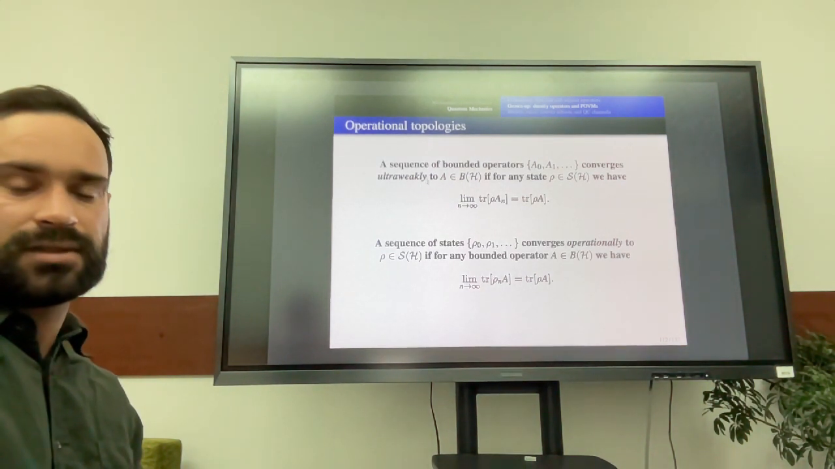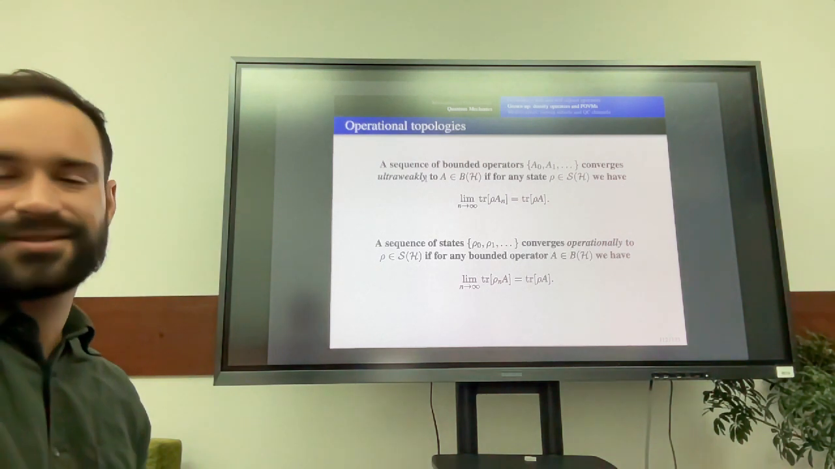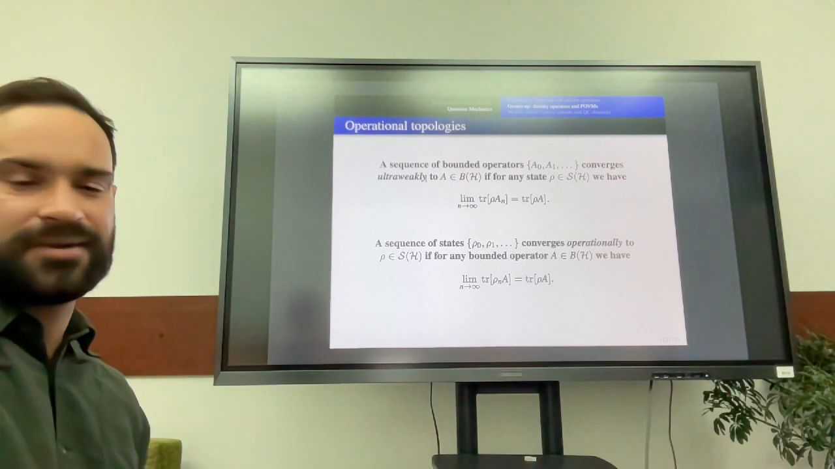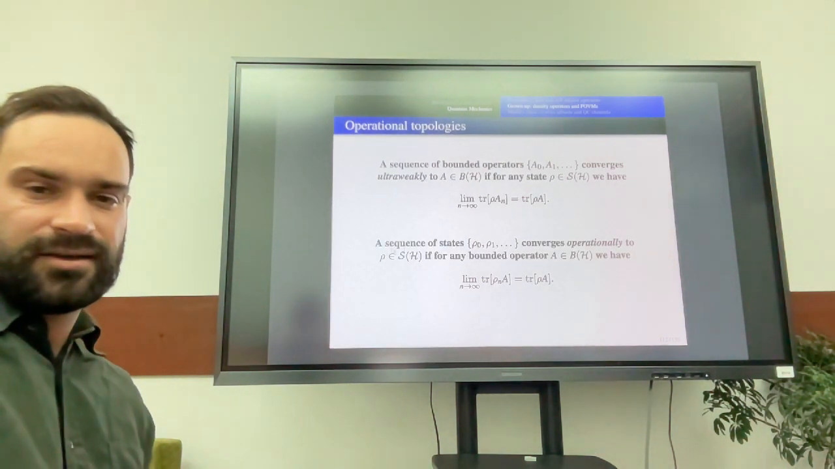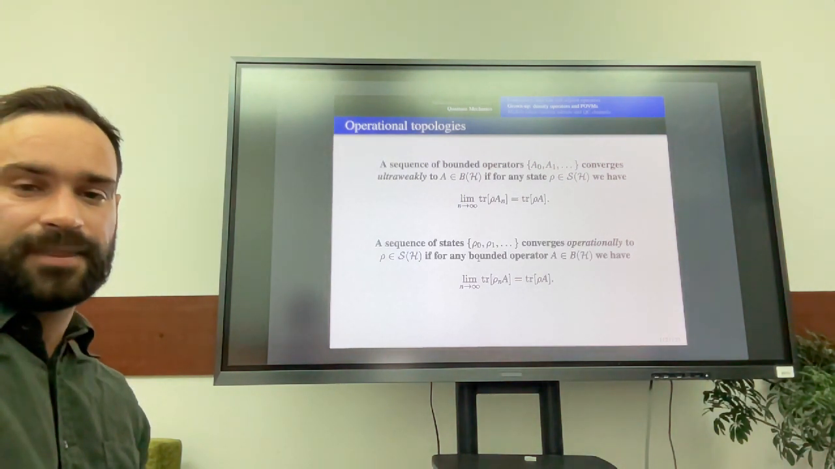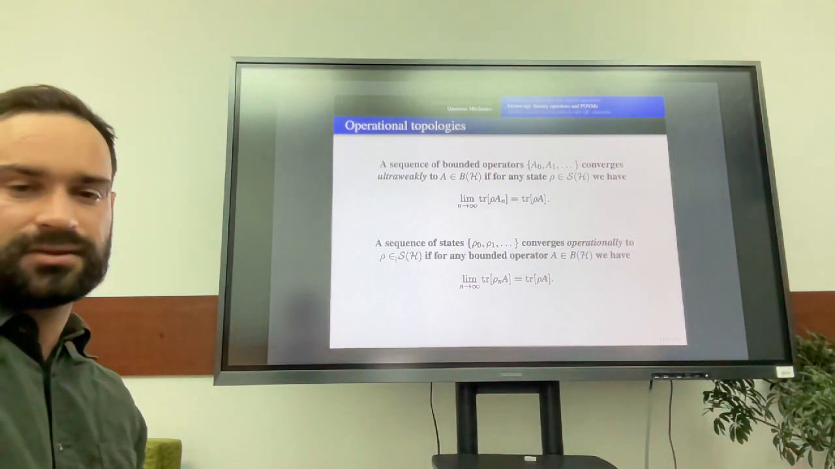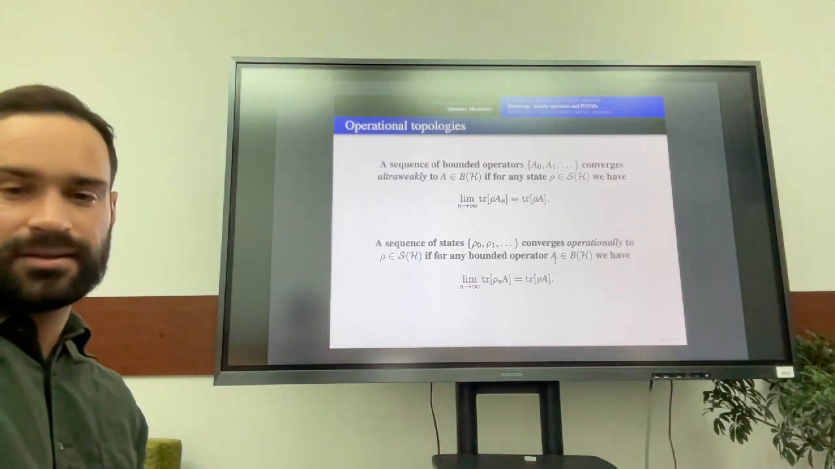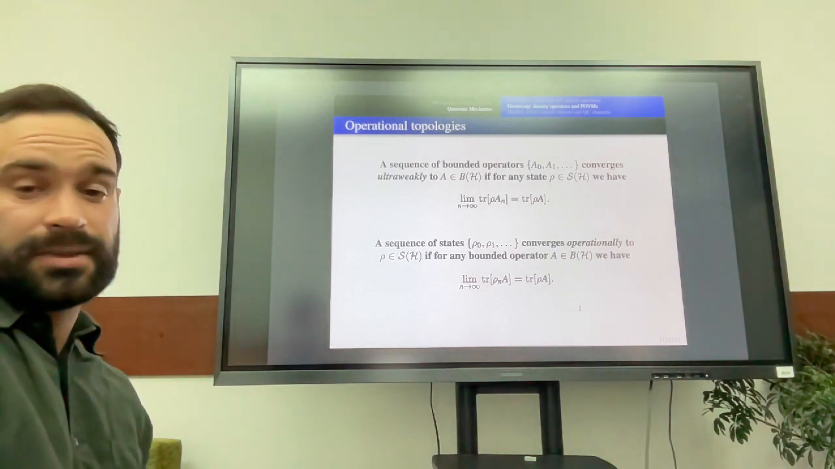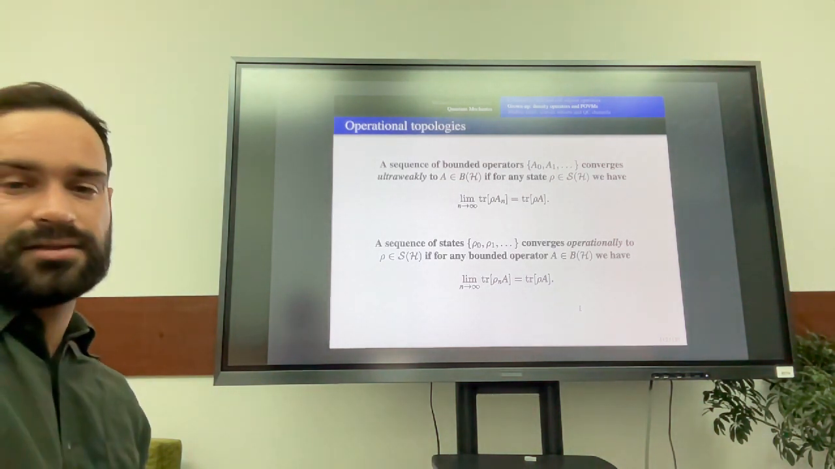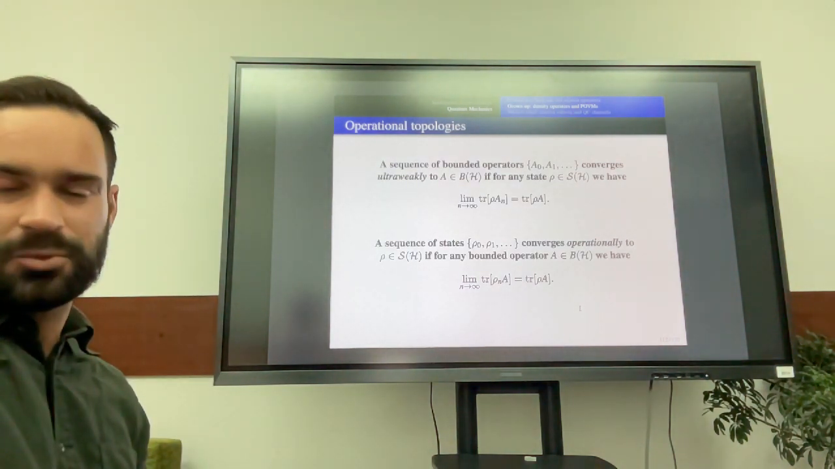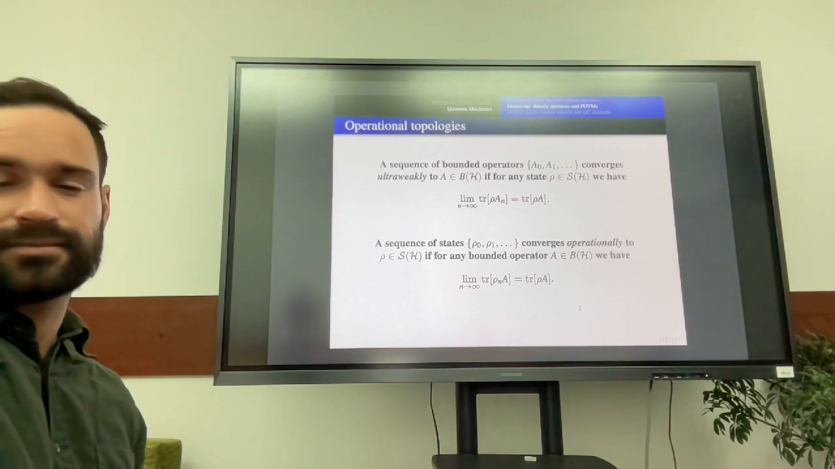This is terminology that's just like 50 years old, and we have to stick with it. It's ultra-weak because it's weaker than some other topology that was weak and so on. And on the space of states, we do the same thing. So I say a sequence of states converges if for any fixed bounded operator, the expectation values converge. I don't think this has been defined before, and we call it the operational topology on the space of states.